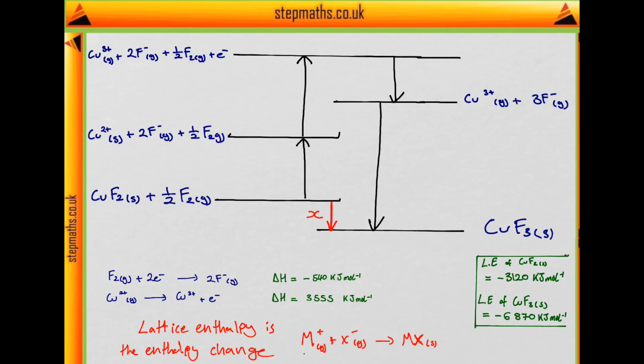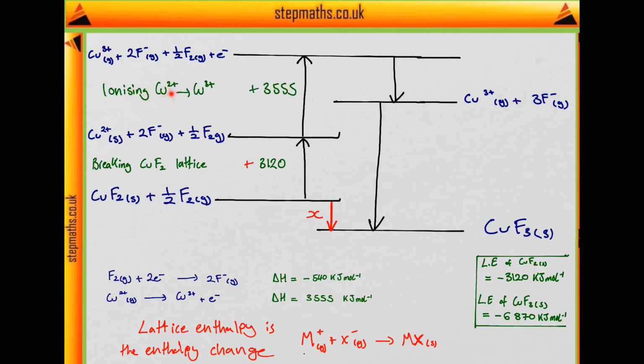Let's start by looking at the cycle step by step and see what's happening. So here you have CuF2 plus half F2, and that goes to CuF3, where this is the value you're asked to calculate. So going up the cycle, you have Cu2 plus 2F minus plus a half F2. And this is simply breaking the CuF2 lattice from the solid to the gas. And this is a positive value, as the lattice enthalpy is given as going from the gas to the solid. So from going to solid to the gas, you flip the sign. Going up the cycle again, you have Cu3 plus 2F minus plus a half F2 plus e minus.